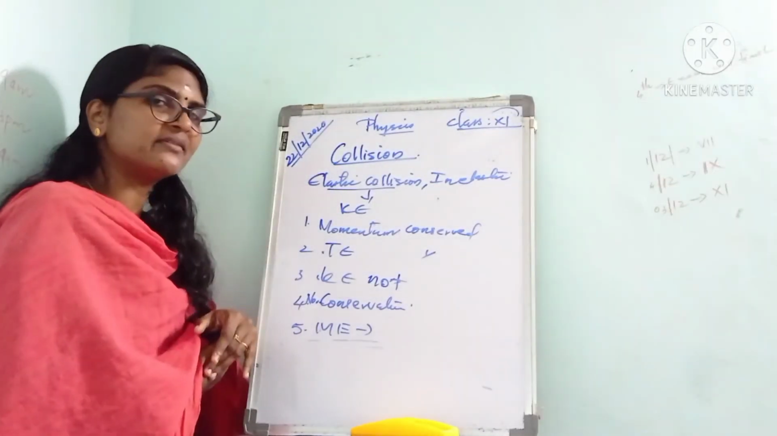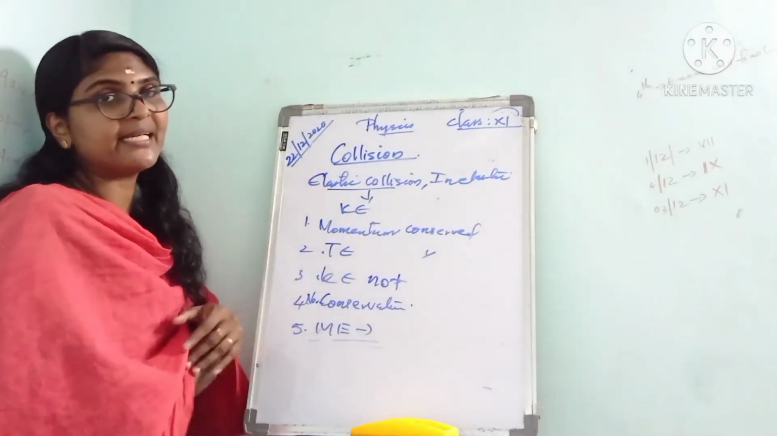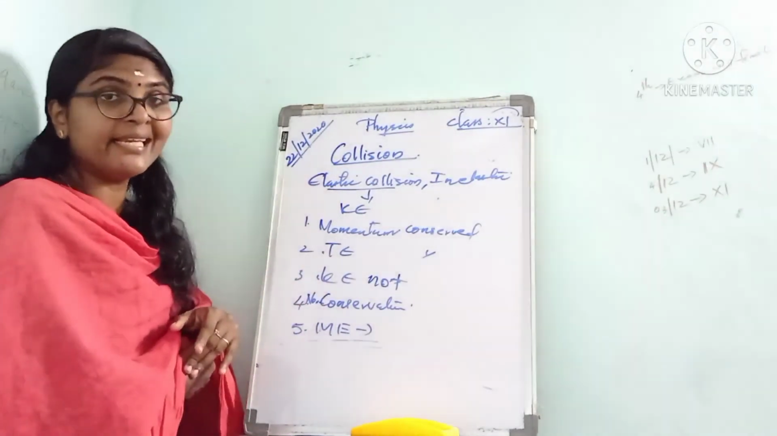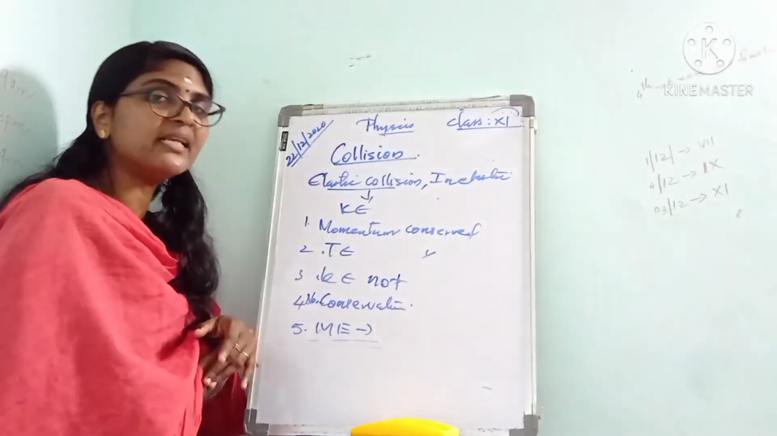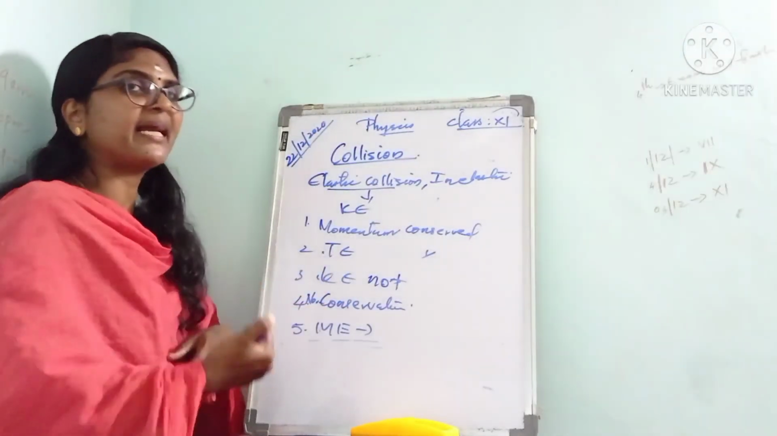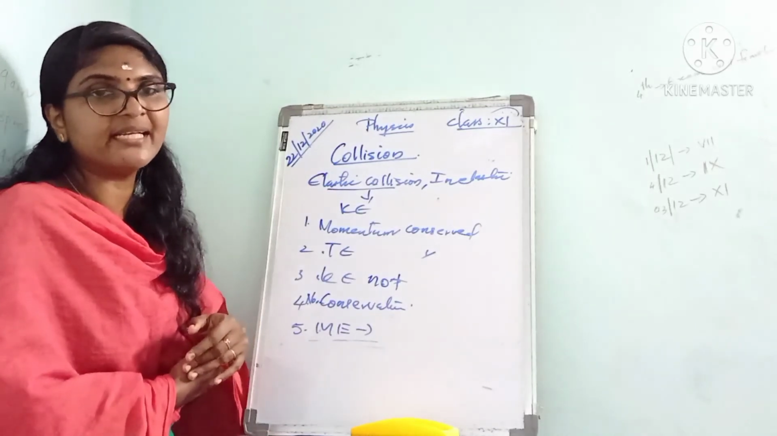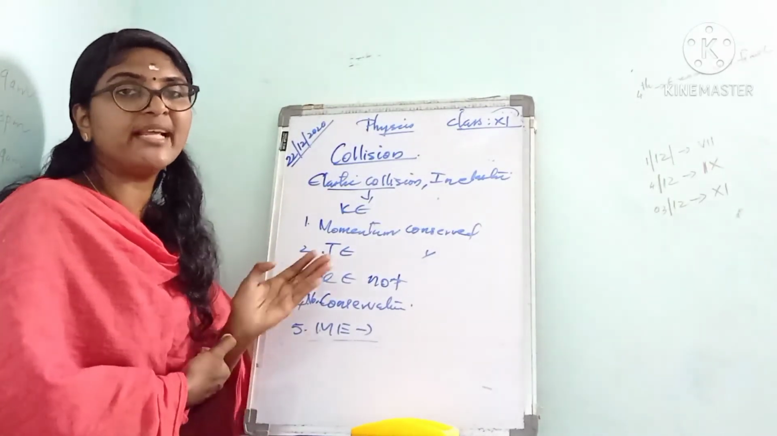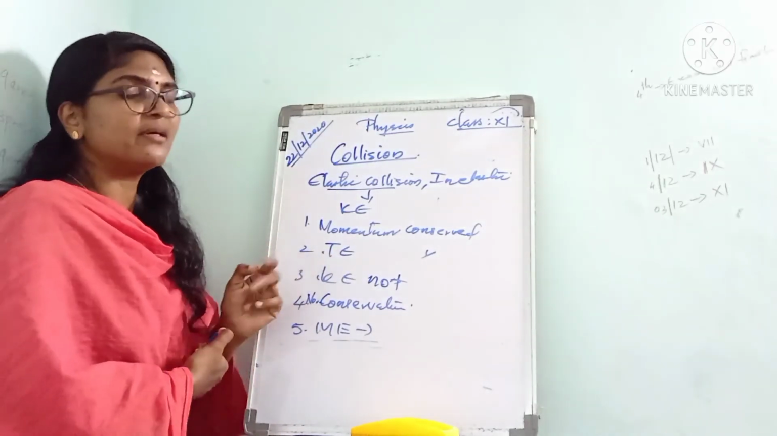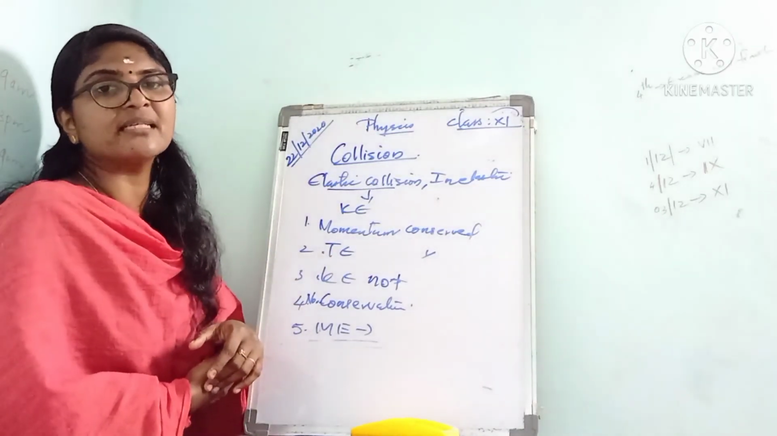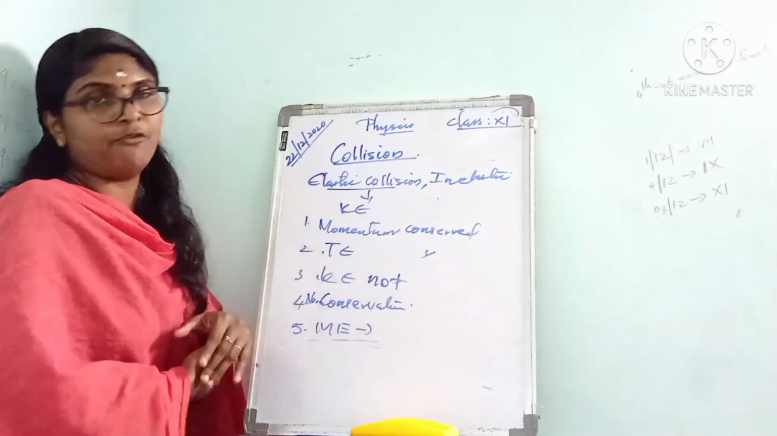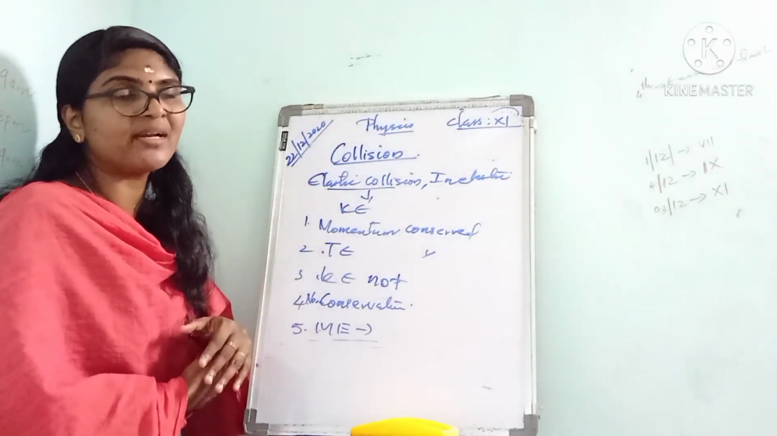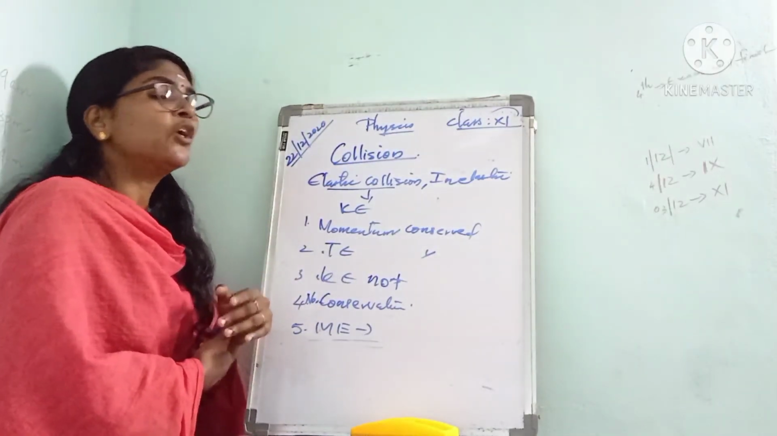Here the momentum is conserved, total energy is conserved, but kinetic energy is not conserved, and the force involved during inelastic collision is non-conservative in nature. Then a part of the mechanical energy is converted into heat, light and sound energy. Then what are the examples of inelastic collision? The collision between two vehicles and the collision between a ball and the floor are examples of inelastic collision.